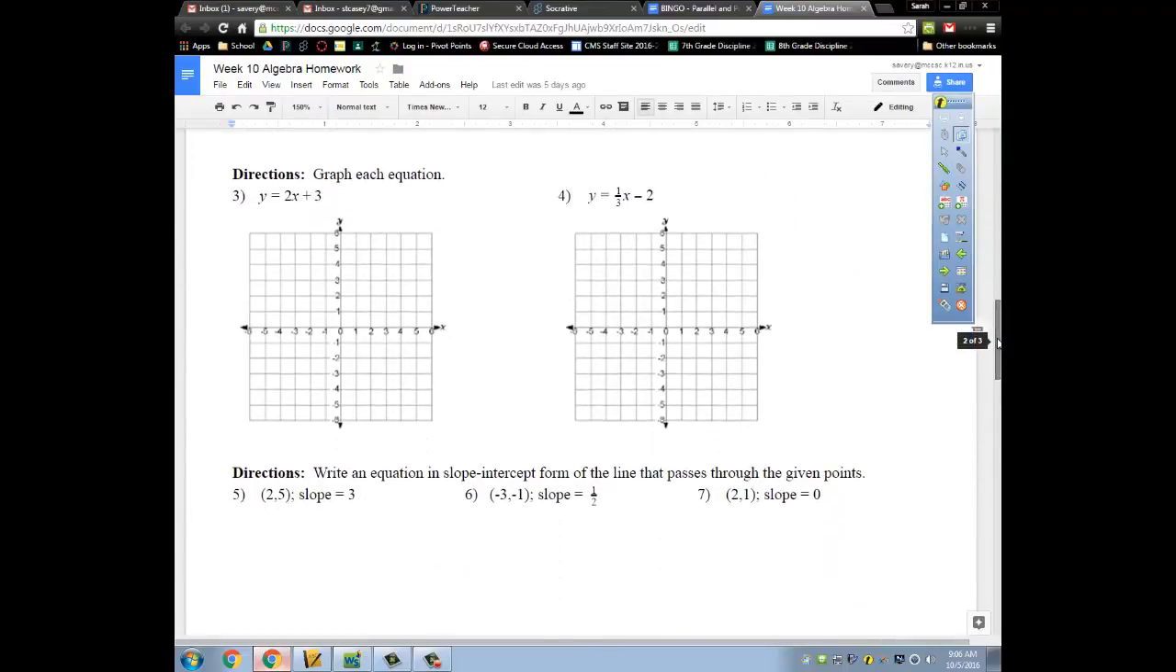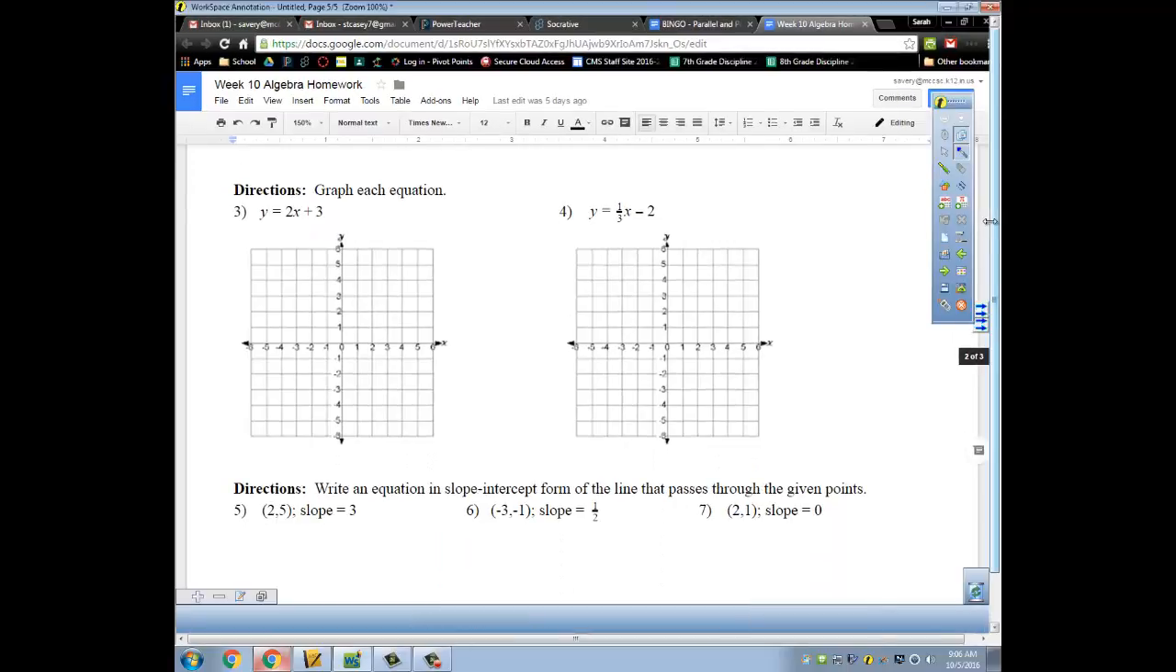Okay, 3 and 4, we're going to graph these. So always begin with your b, so begin with your y-intercept. So here my slope is 2, which can be 2 over 1. My y-intercept is 3, so I'm going to start at 3, make a dot. Then from this dot, we're going to go up 2 over 1. So up 2 over 1. And we go right 1 because it was a positive 1. Make your line and connect. Okay.